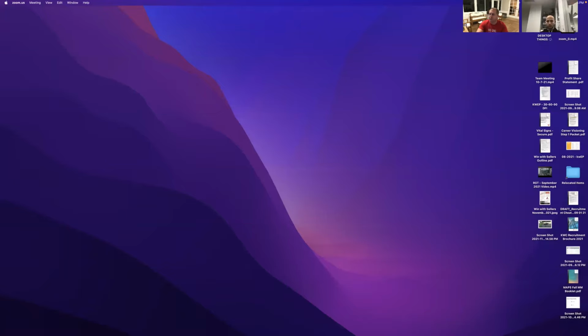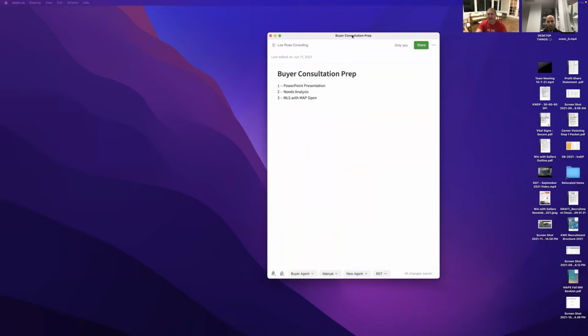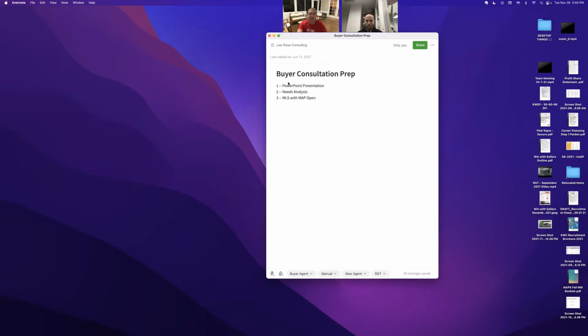So what we're going to do right now is break down how to do a listing consultation. The first thing you want to do is get yourself prepared, whether you are in the office or digitally like we are right now. The first step is to have your PowerPoint open, which is the consultation. You want to have a needs analysis form, which I'm going to break down in a second. And you want to have the MLS open with the map.